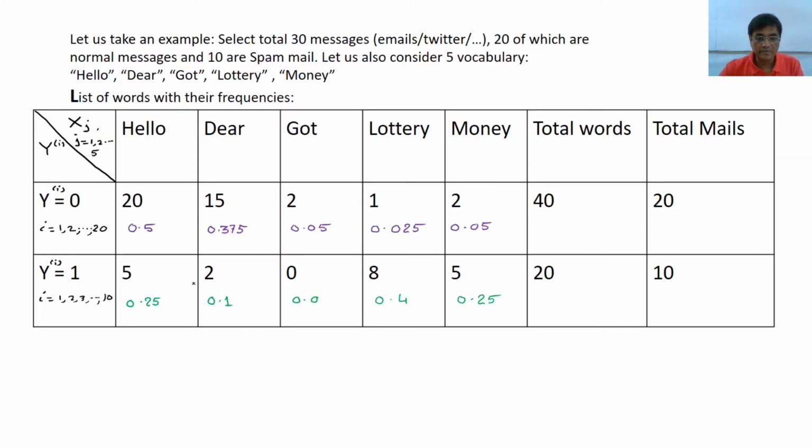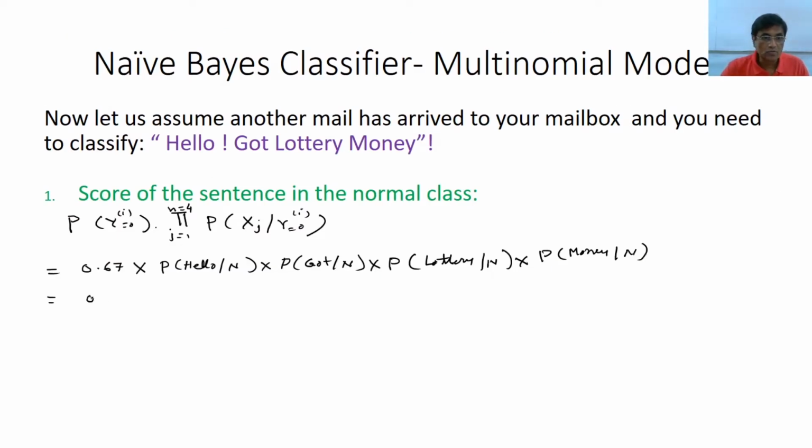Remind me 0.5 and whatever is required. Okay? 0.67 times 0.5 times 0.05 times 0.025 times 0.05, which turns out to be, please cross check, 0.4012342 1.